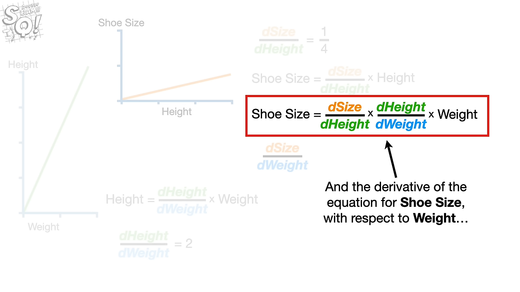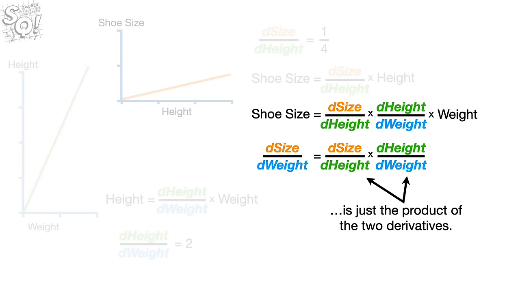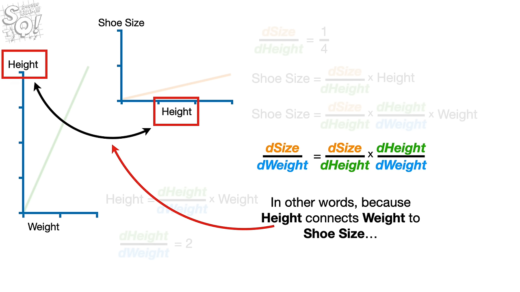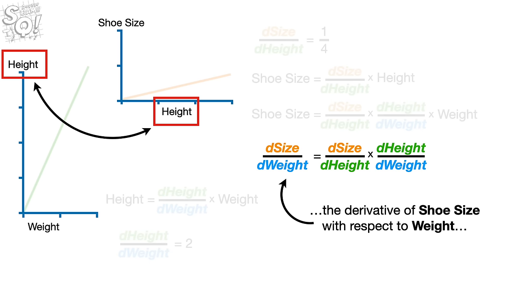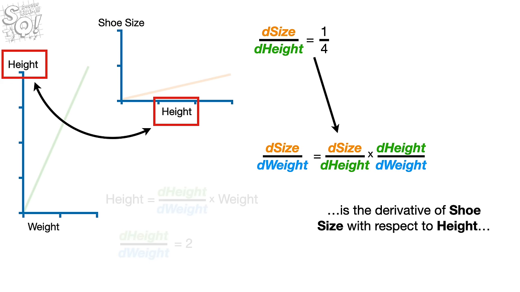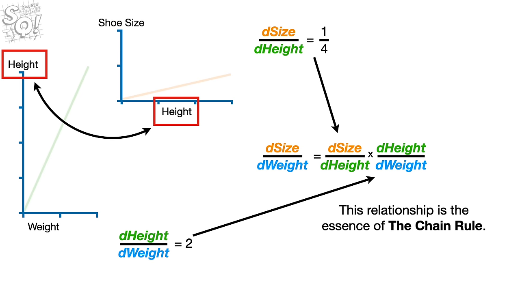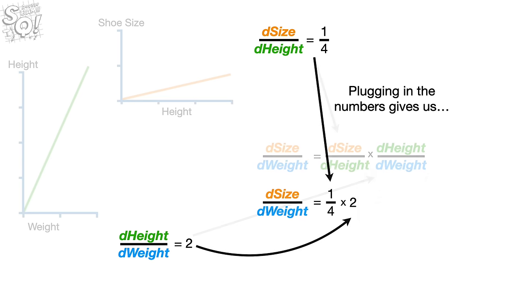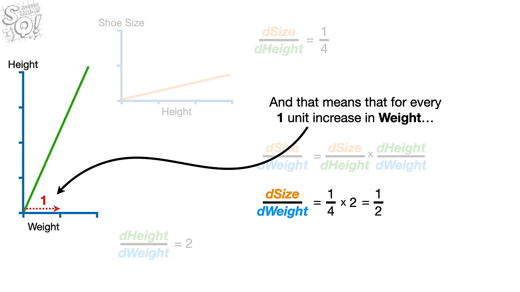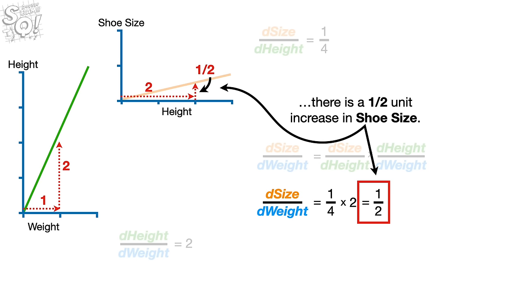And the derivative of the equation for shoe size with respect to weight is just the product of the two derivatives. In other words, because height connects weight to shoe size, the derivative of shoe size with respect to weight is the derivative of shoe size with respect to height times the derivative of height with respect to weight. This relationship is the essence of the chain rule. Plugging in numbers gives us 1/2. And that means for every 1 unit increase in weight, there is a 1/2 unit increase in shoe size.